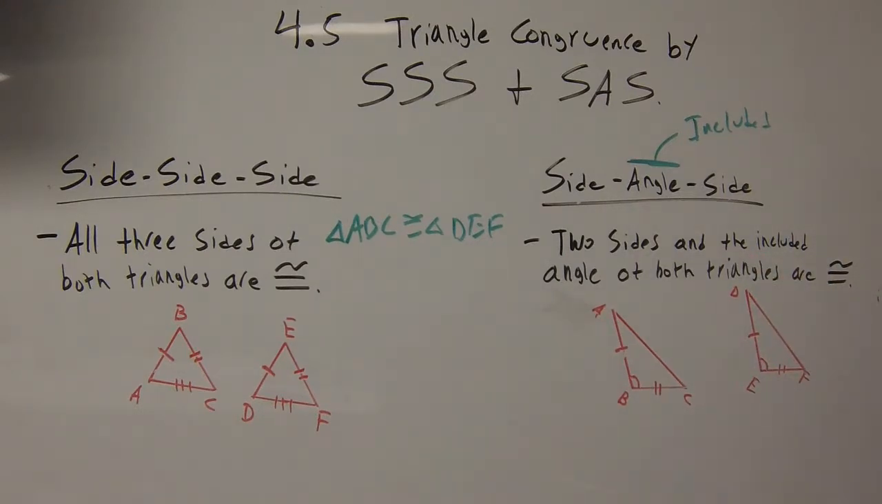But now look, the angle in between those two sides has to be congruent as well for it to be side, angle, side. AB has one notch, BC has two notches, and this angle has one arc on it. Looking at the other triangle, DE has one notch, EF has two notches, and the angle in between has one arc on it. So everything here matches up. Because of the sides matching and the angle matching, these two triangles are congruent because of side, angle, side. So I could say triangle ABC is congruent to triangle DEF.